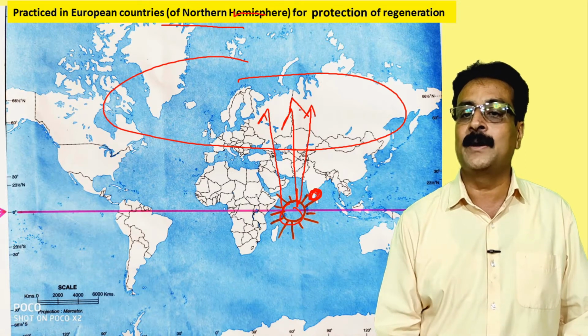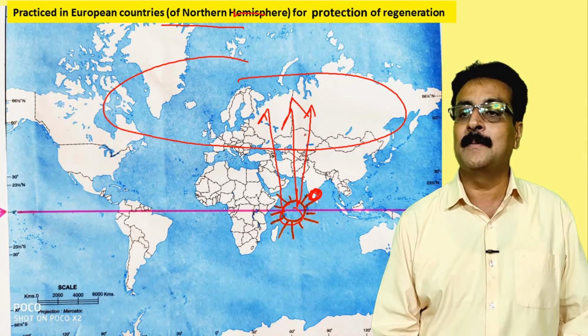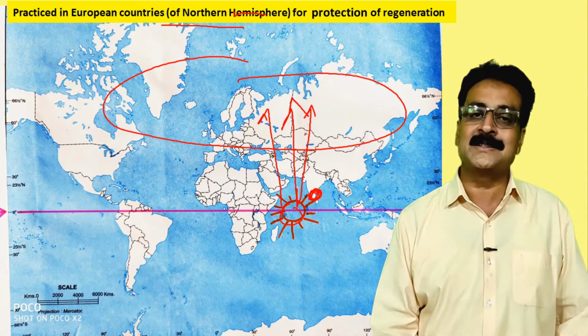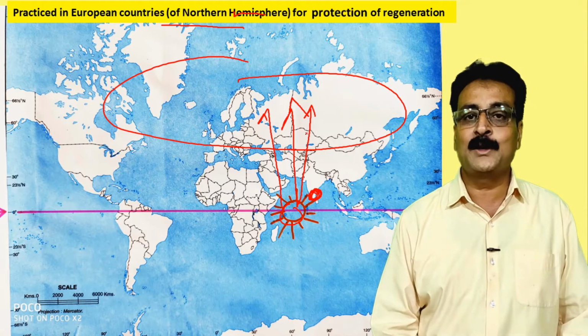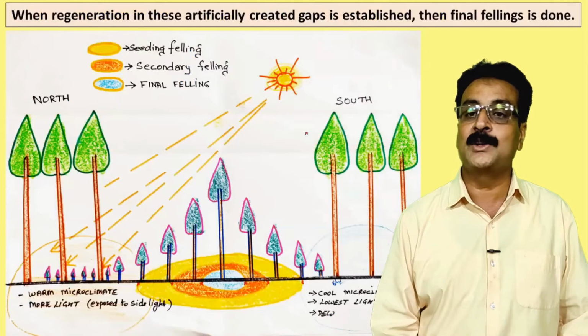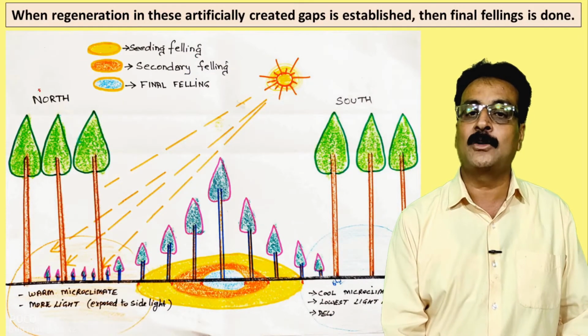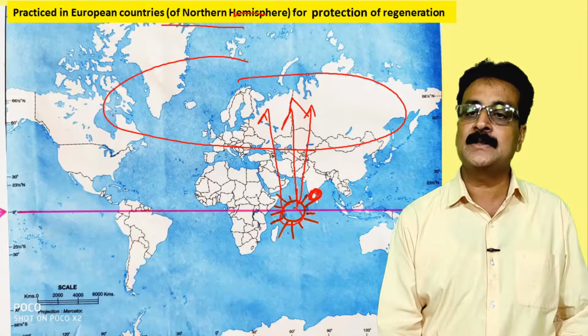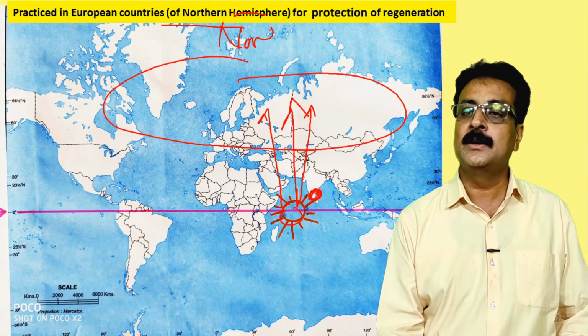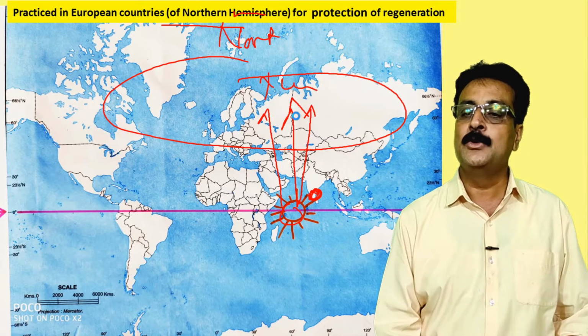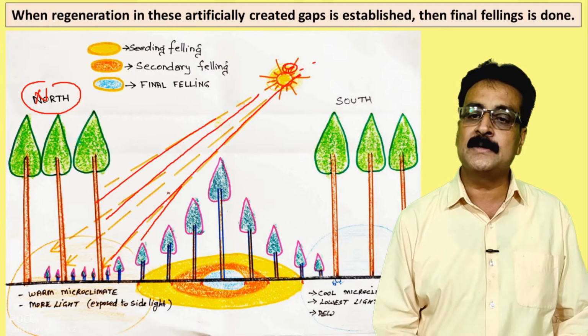It is in the European countries, this area in the northern hemisphere. It is for protection of those sensitive trees which we keep protected from direct insolation. You can see, if this is the north side here, let's assume north is here. So if you have a forest here, you can see how oblique the sun is coming here.